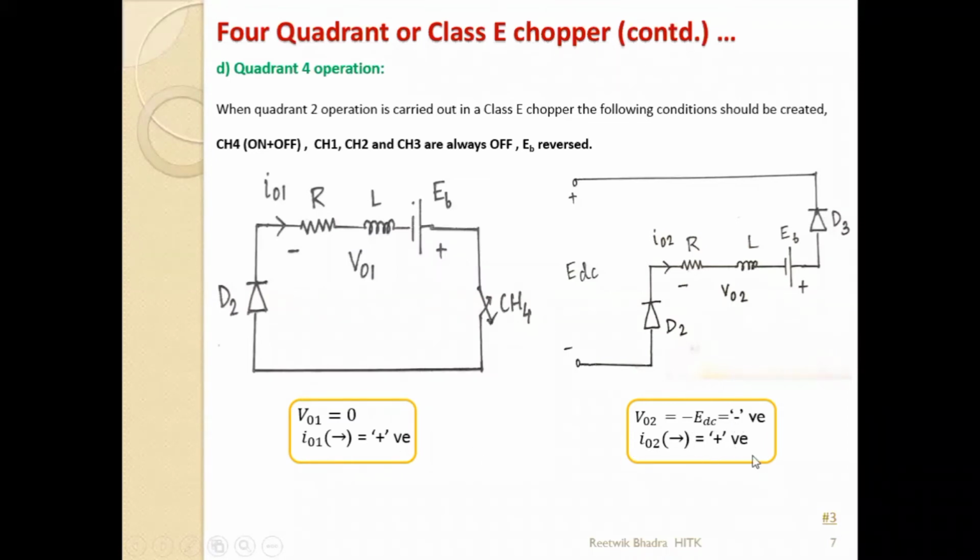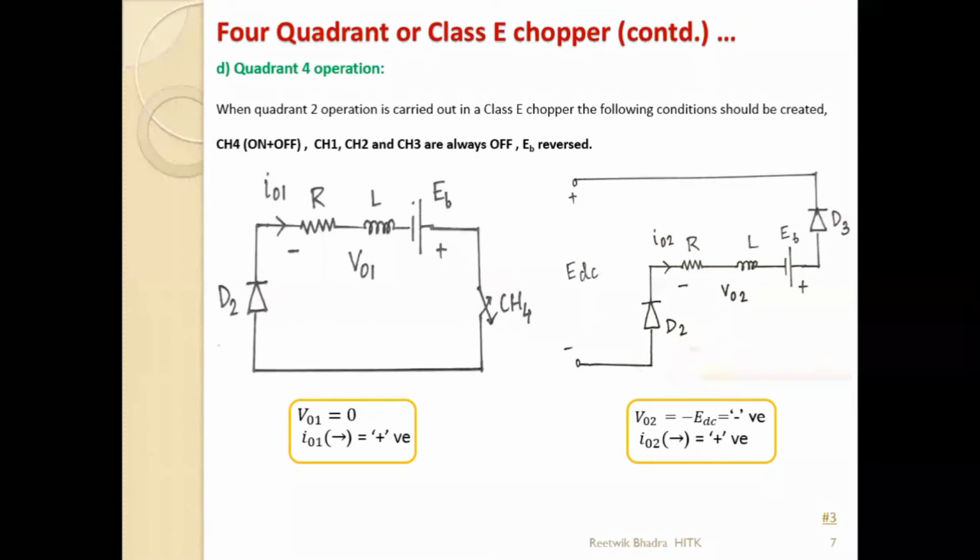I0 will be positive. If you take the average value of I0, you'll get a positive current. If you take the average value of V0, you'll get a negative voltage. So negative voltage, positive current means your fourth quadrant operation. If you have any doubt up to all these quadrants, you can ask. Very important: class E chopper, quadrant 1 to quadrant 4 operation.